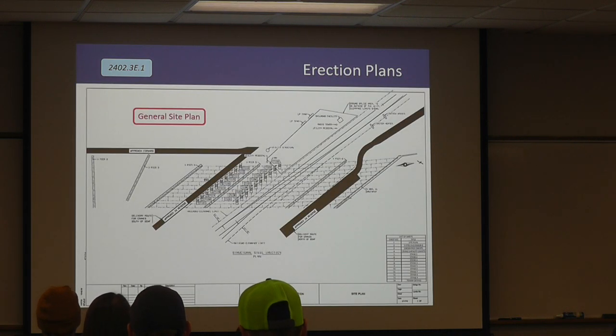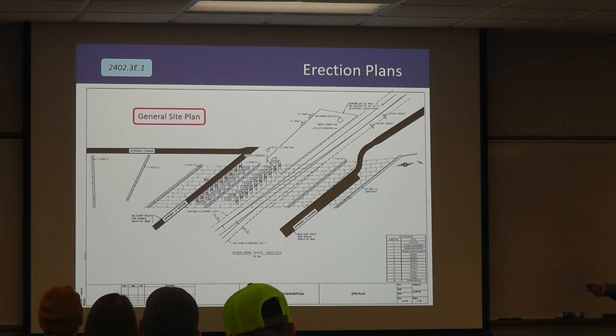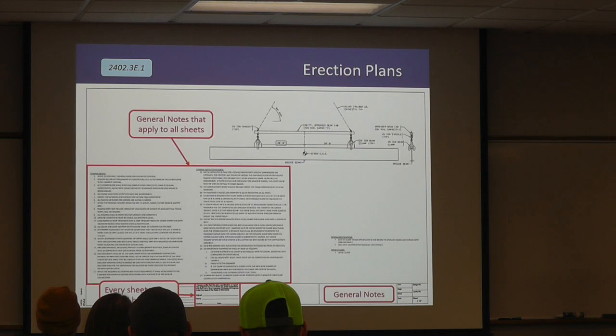So what do these look like? You know, again, you're going to have that general site plan. You're going to see how the girders are going to travel into the site. Here they're telling them that they have to back in. This is over railroad tracks, so they're noting certain utilities and certain setback areas that they need to watch out for. You're going to have some general notes that apply to all sheets. This is where you're going to find that lifting device rigging information. This is probably where you're going to find your wind speed limitations, things like that.